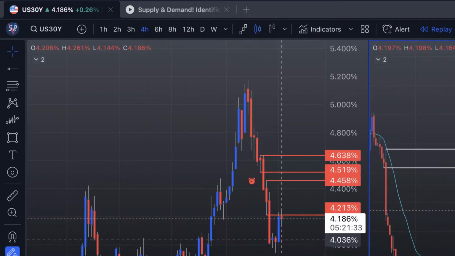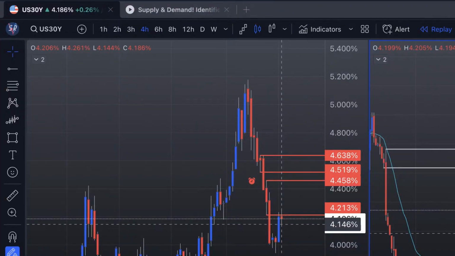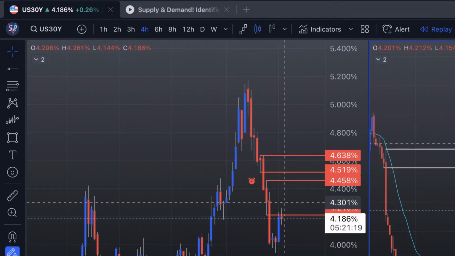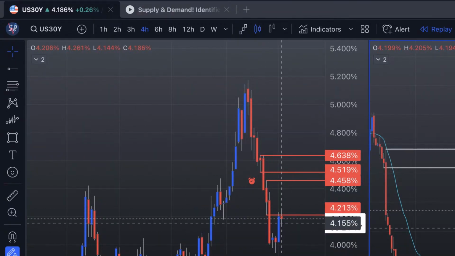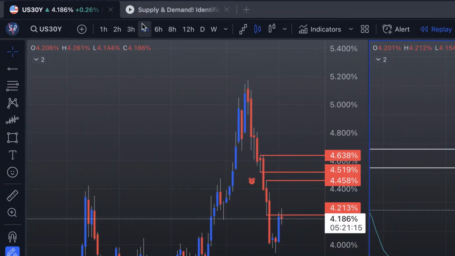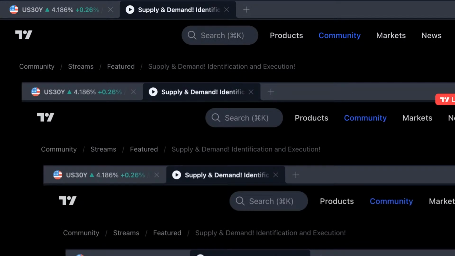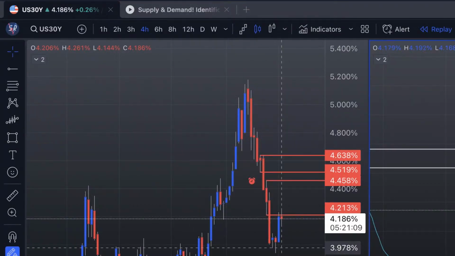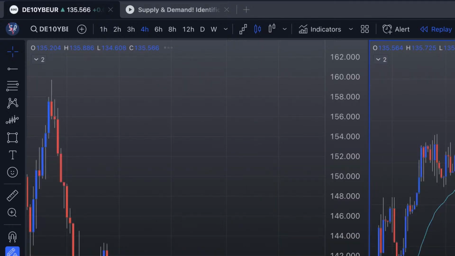I just logged out of my broker platform because I don't want the position lines to mess with my supply and demand lines. It's just going to get confusing. We're already going to have a lot of lines as it is, so I'm disconnecting from my broker. You don't have to worry about that. Okay, moving on.